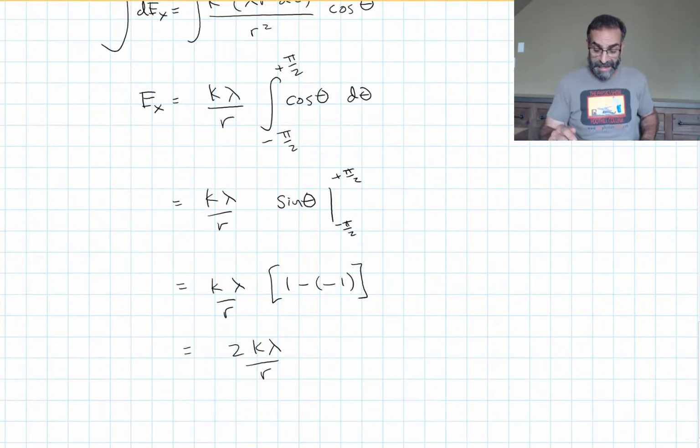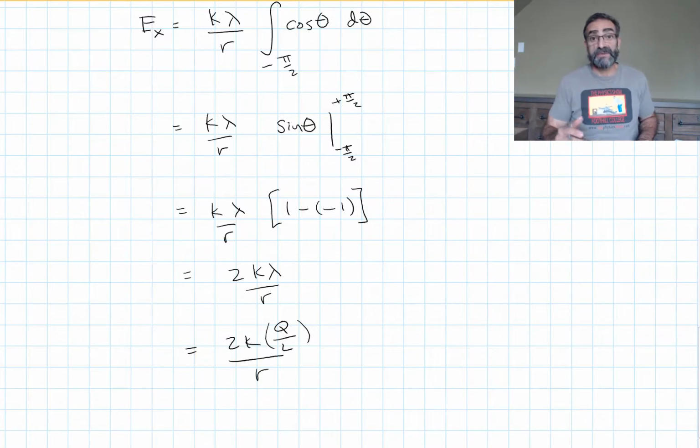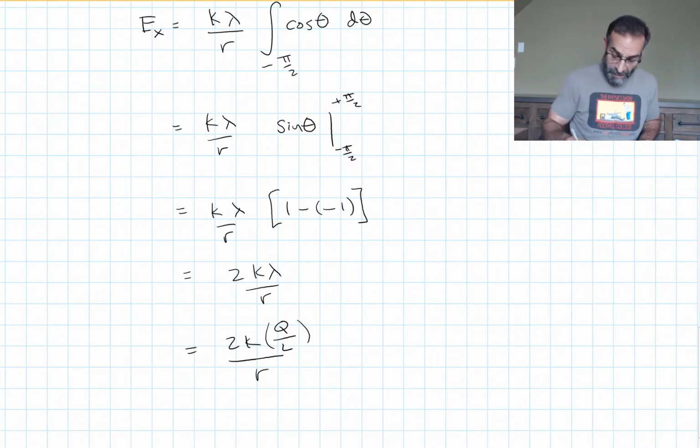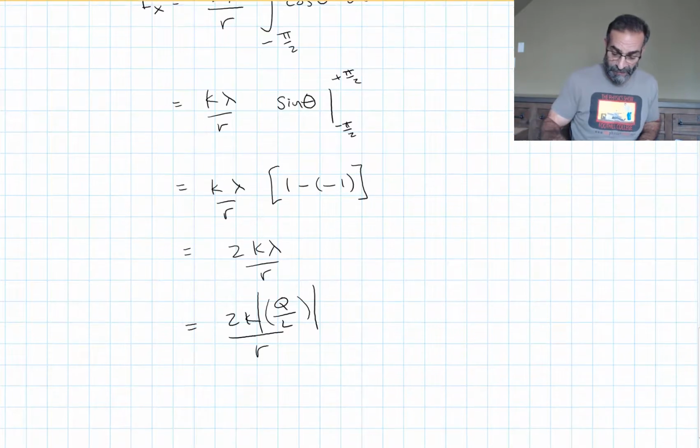So let's put in what lambda is. Lambda is the total charge over the total length because it's a uniform charge distribution. And I always like to use the magnitude of the charge here and then assign the direction later. This integral does not give you the direction of the electric field. You have to figure that out. So let's use the absolute value of the charge and not worry about that now, and then we'll assign the direction later.